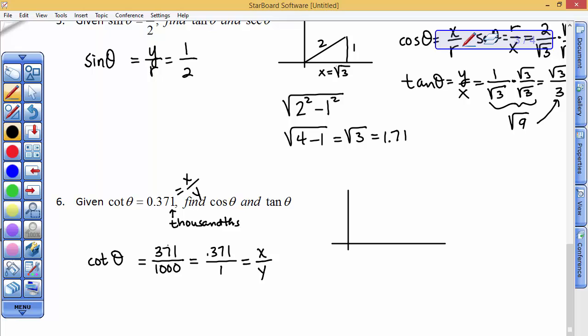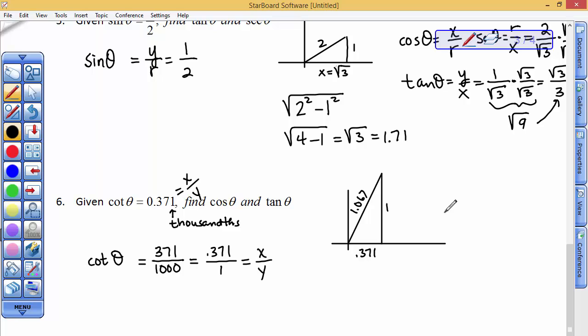So the x value is smaller than the y value. So I'm going to draw something where the x value is much smaller here than the y value. And I guess I'll just stick with the 0.371 for x and the 1 for y. And then let's see if I have the hypotenuse for this. Via your program, I have 1.067. And then finally, I just want an approximate value for these ratios.